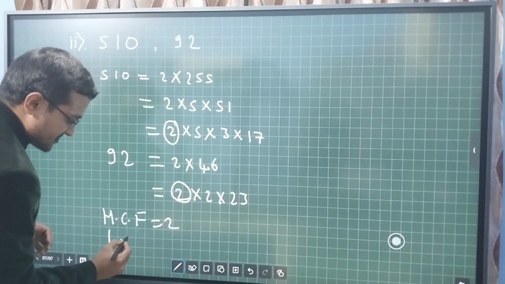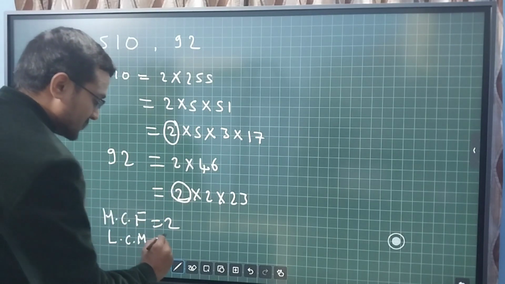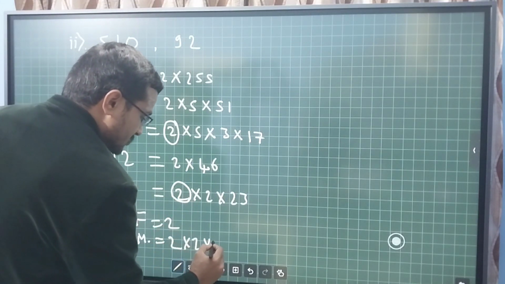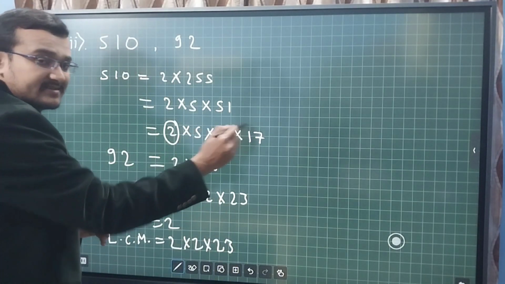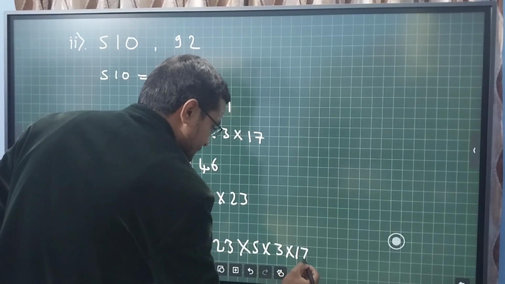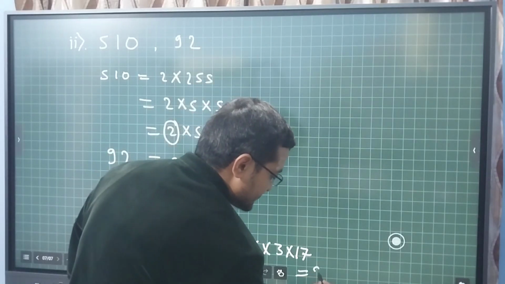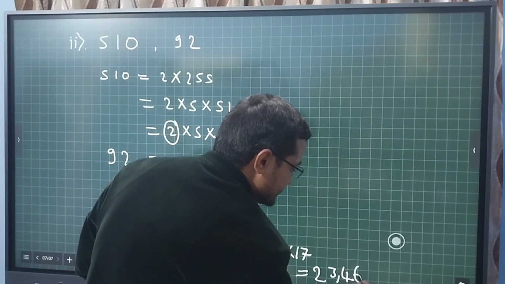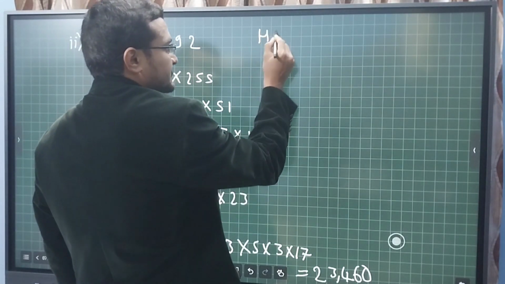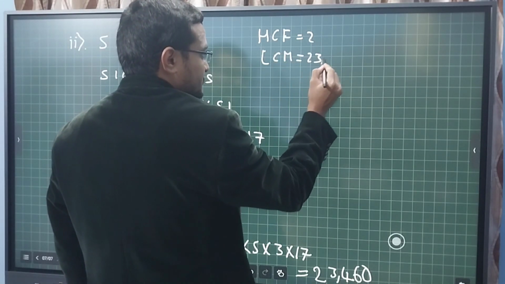And what will be the LCM? So the LCM will be equal to, one 2 is common, so one 2 you can write. One more 2 is there in this, so 2 into 23 you have to write, and 5, 3 and 17 are there. When you solve all these numbers, you will get the LCM as 23,460. So now we have got HCF as 2 and LCM as 23,460.